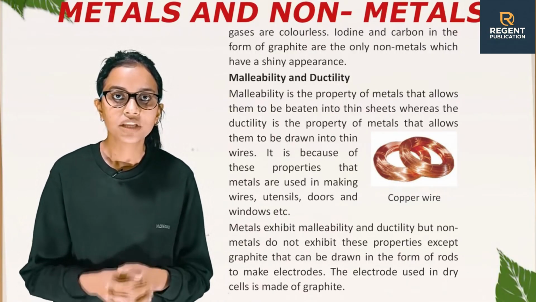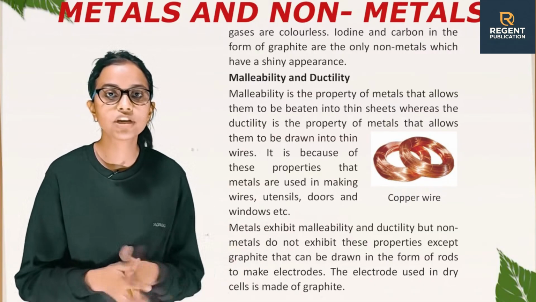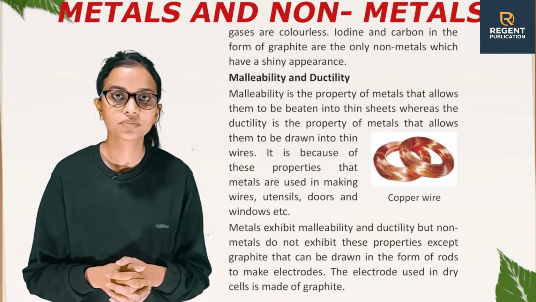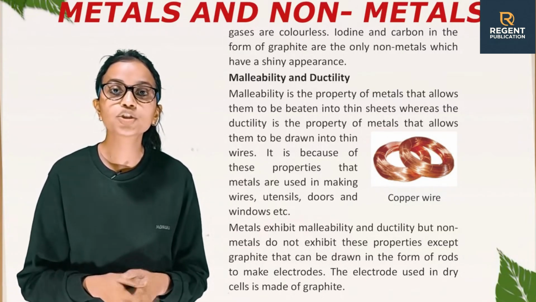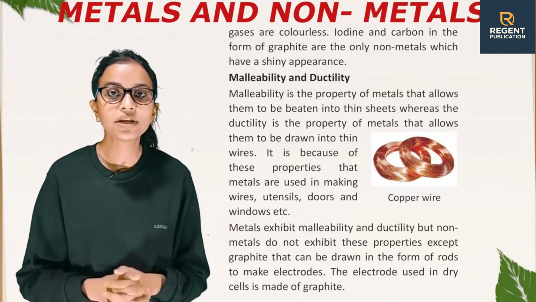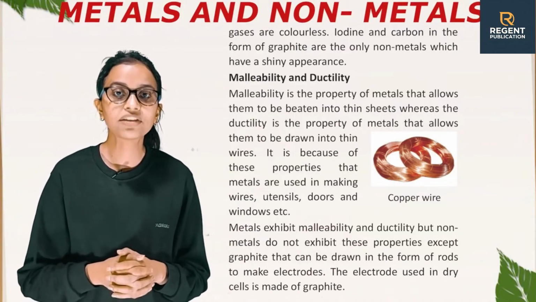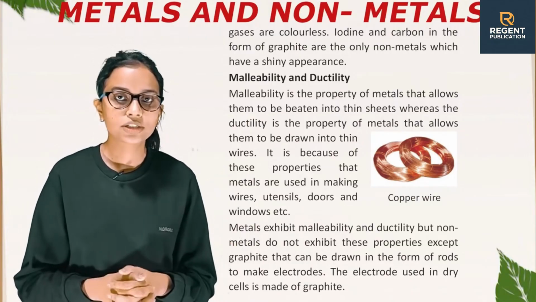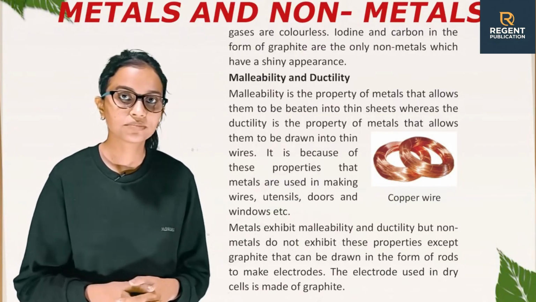Malleability and ductility. Malleability is the property of metal that allows them to be beaten into thin sheets, whereas ductility is the property of metal that allows them to be drawn into thin wires. It is because of these properties that metals are used in making wires, utensils, doors and windows, etc. Metals exhibit malleability and ductility, but non-metals do not exhibit these properties except graphite that can be drawn in the form of rods to make electrodes. The electrodes used in dry cells are made up of graphite.